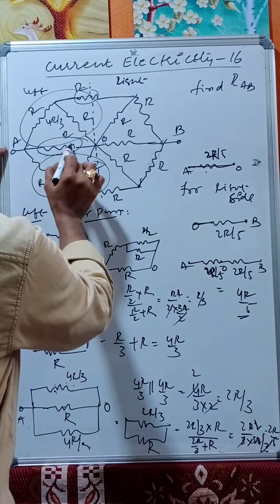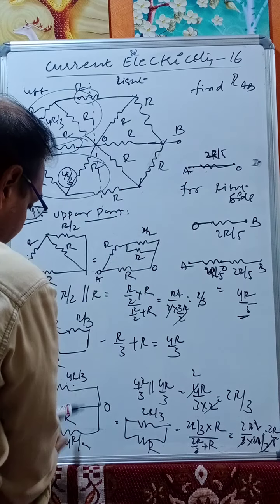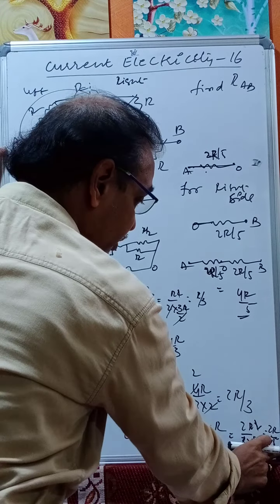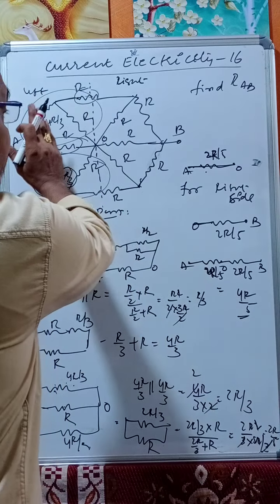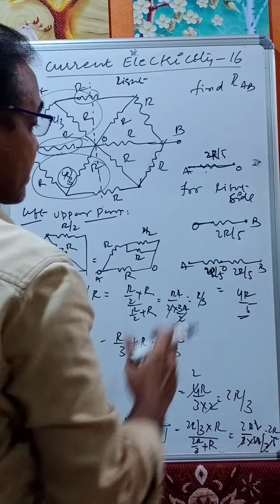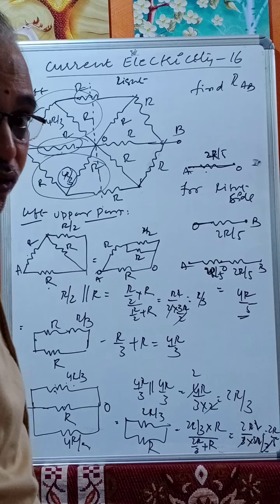4R by 3, resistance R, 4R by 3. These three are in parallel. Effective will be 2R by 5. Now 2R by 5 this side, and 2R by 5 right side. Total series is 4R by 5.